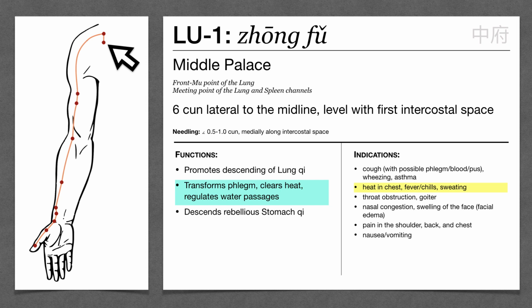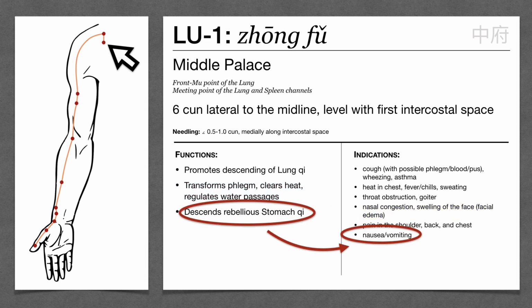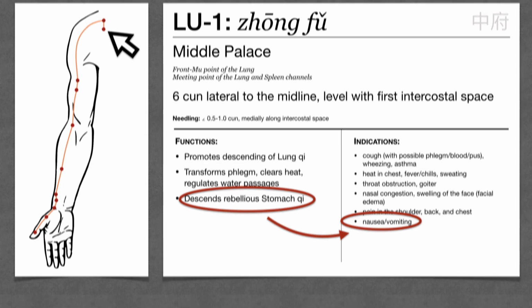Remember with the internal pathway, we had that diamond-shaped pattern across the chest. It transforms phlegm to treat throat problems, and it's able to do that because the channel ascends to the throat. It treats nasal congestion because the lung opens to the nose, and it regulates the water passages, treating things like edema in the face. And finally, it descends stomach qi to treat nausea and vomiting because, like we said, this channel passes through the stomach organ.